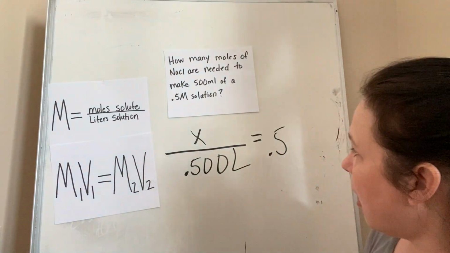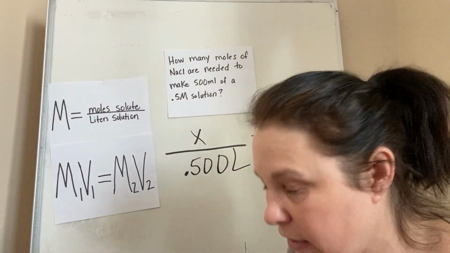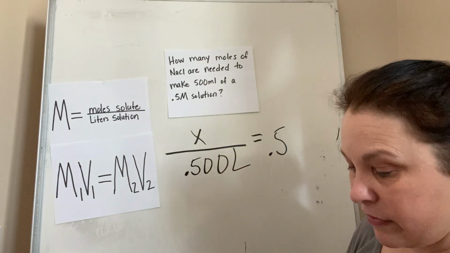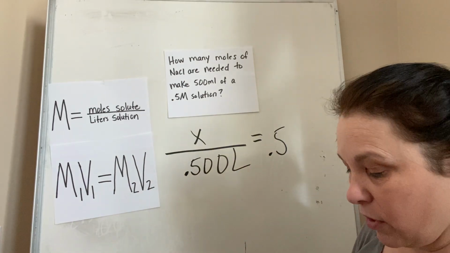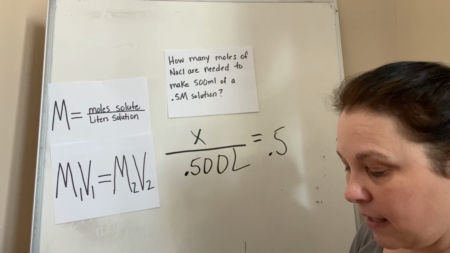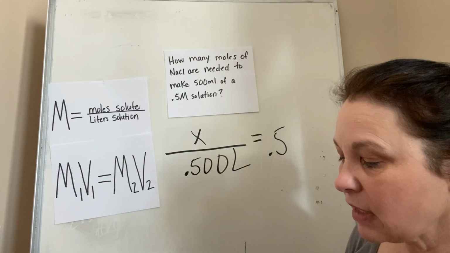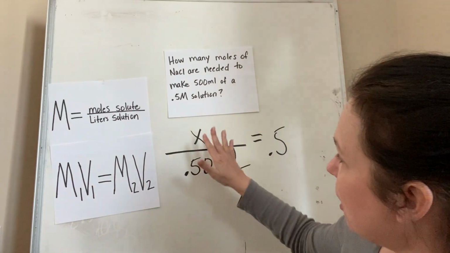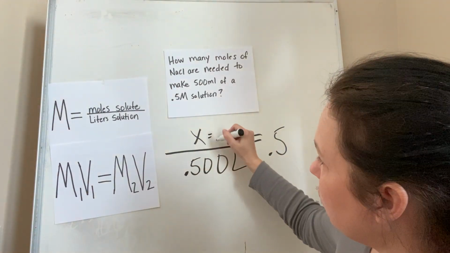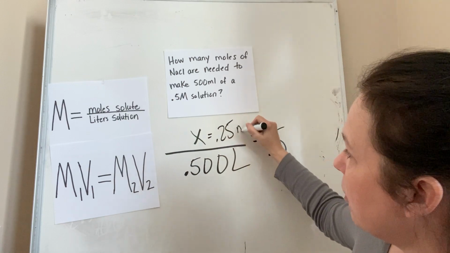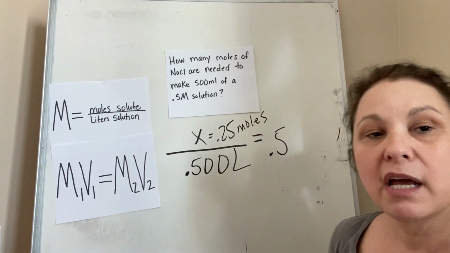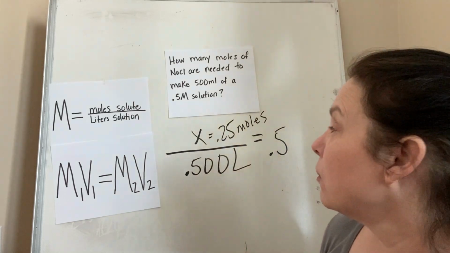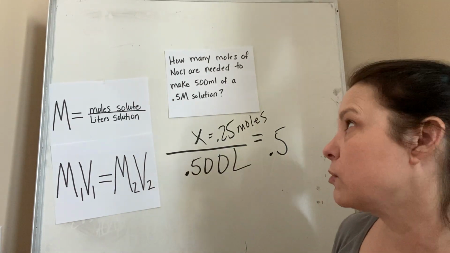So to find the top, I'm just going to multiply those together. Whenever you're looking at the number on top, if your X is on top, you just multiply the other two that you know. So we're going to do 0.5 times 0.5, and I get 0.25. So this X up here was 0.25 moles, okay? So the answer to that question, since I was solving for the moles, would be 0.25 moles.